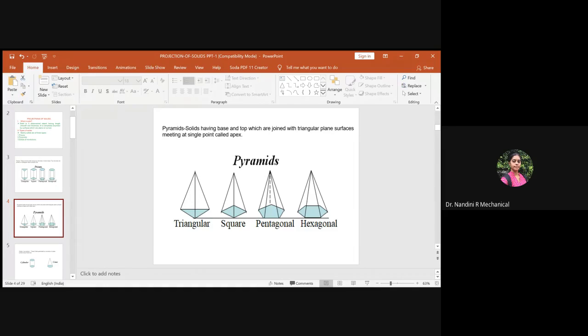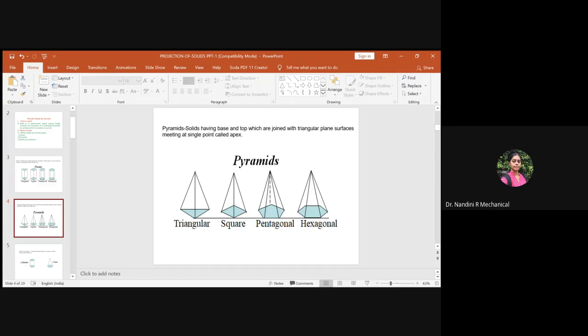In this case, the triangular lamina is the base. It is bounded by triangular surfaces. So how many faces do you have? 1, 2, and the other one is 3. So a triangular pyramid is bounded by 3 triangular surfaces. So a triangular pyramid will be having a common base, which is the triangular base, and a common point where all of them meet. So this is our apex. So this is called a triangular pyramid.